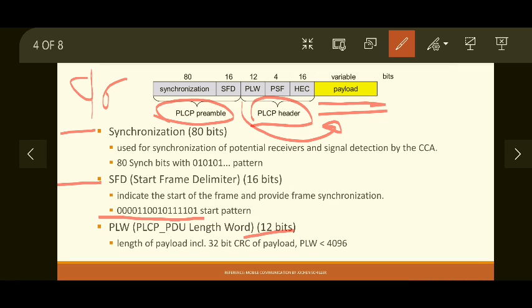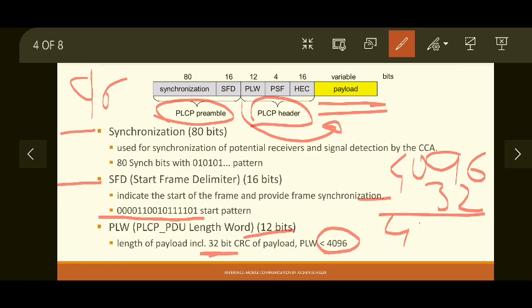How much data can we attach in a single frame? The maximum payload size is 4096 bits, out of which 32 bits will be CRC. So user data will be 4096 minus 32, which comes to 4064. So 4064 bits are user data and 32 bits are CRC bits, used for error detection and checksum. That is indicated by PLW. This is the maximum value.